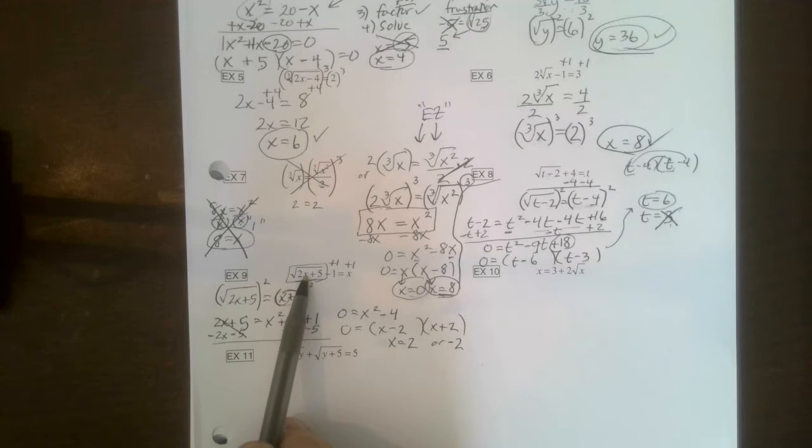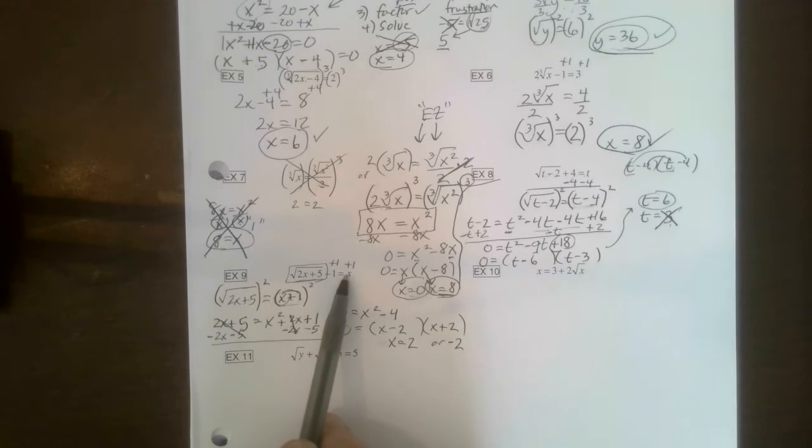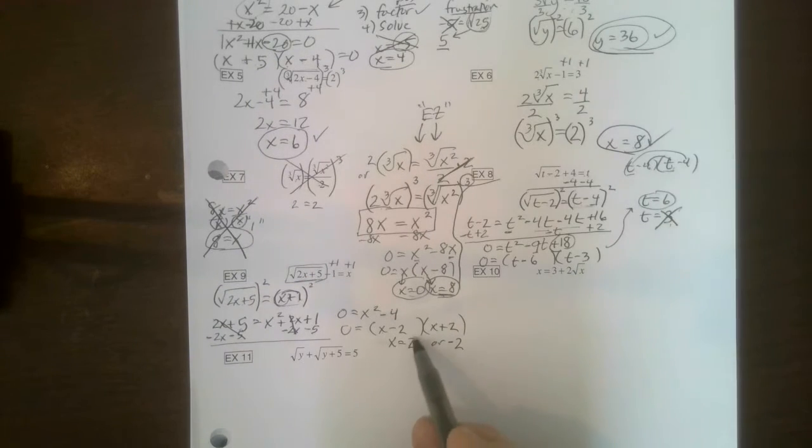What's 2 times 2? 4. What's 4 plus 5? 9. What's the square root of 9? 3. Is 3 minus 1 equal to 2? Yep. So there's a keeper.